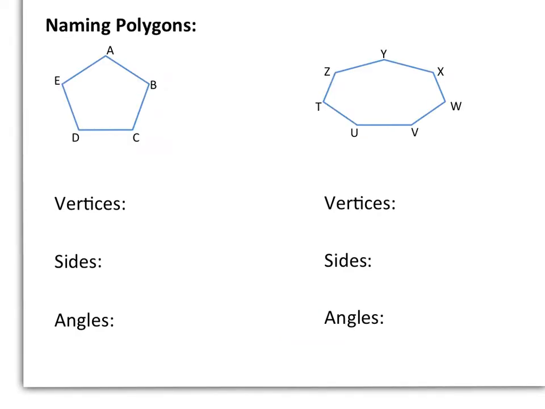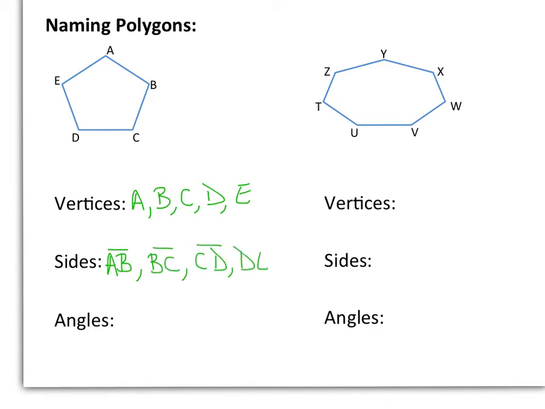Okay, now we're going to look at naming polygons. So if I want to name my vertices, that would be my endpoints. So I have A, B, C, D, and E. So vertices are points. My sides, I have side AB, side BC, side CD, side DE, and side EA. And for angles, we have angle A, angle B, angle C, angle D, and angle E.